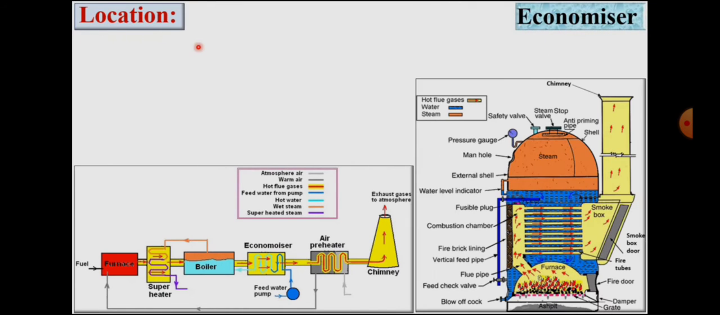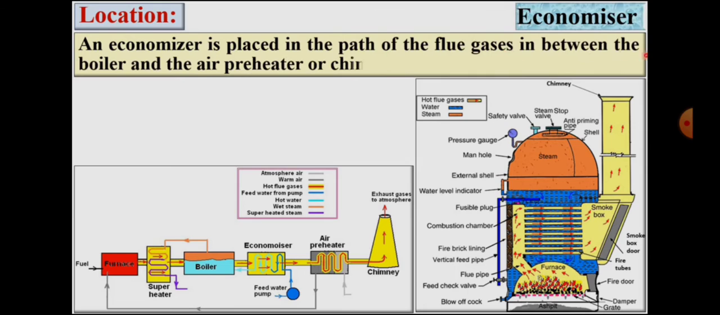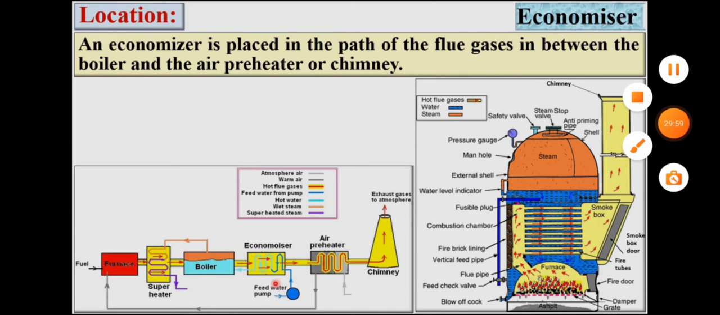Now, location of the economizer. Here you can see the different parts of the power plant, and look at the position of the economizer. An economizer is placed in the path of flue gases in between the boiler and the air preheater or chimney. Here you can see the economizer is in between the boiler and the air preheater.